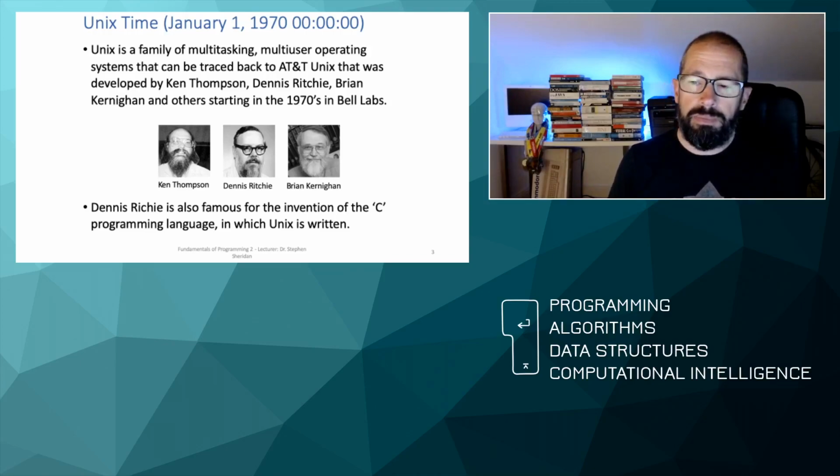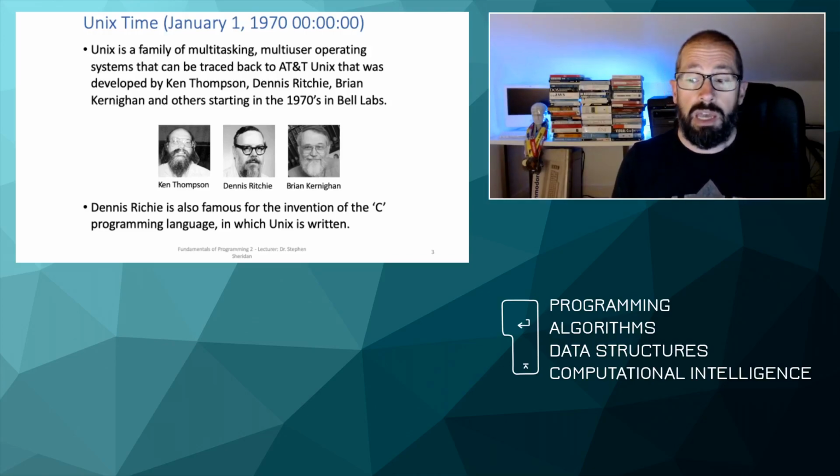Now, Thompson, Ritchie and Kernighan are obviously very famous computer scientists, and Unix is what it is today, and all the various flavors we have of Unix today, because of those three guys. And I like to include Brian Kernighan in there as well, because Brian Kernighan wrote quite a lot of the useful command line tools that we use in Unix today. And of course, Dennis Ritchie and Brian Kernighan are famous as well because of the book that they wrote together on the C programming language.